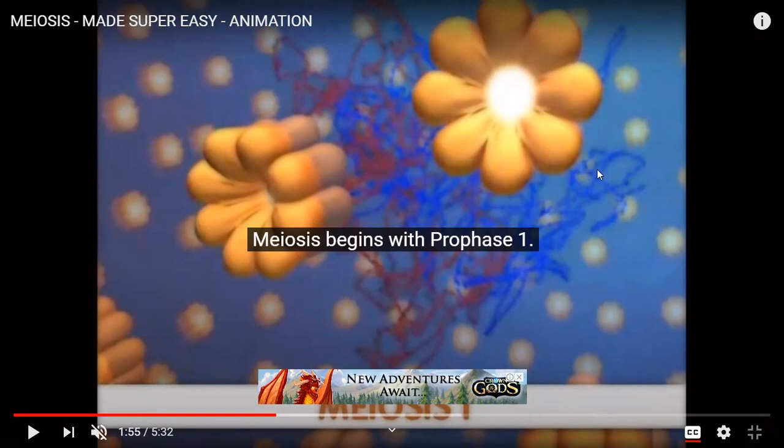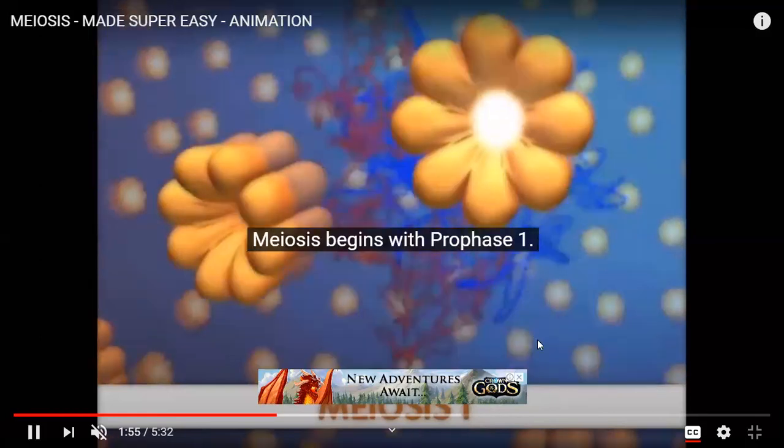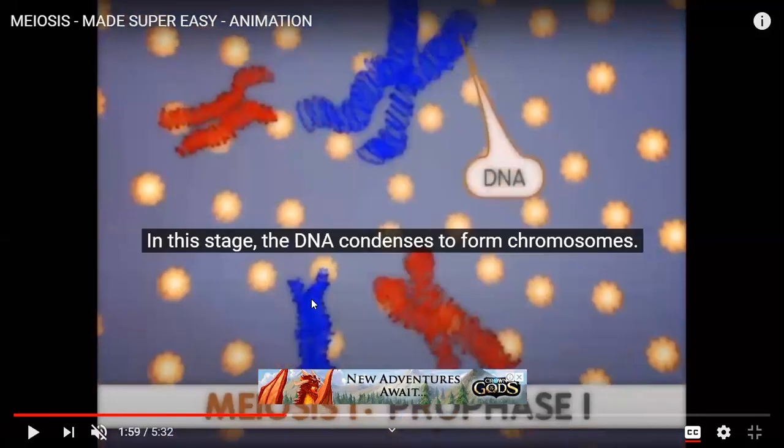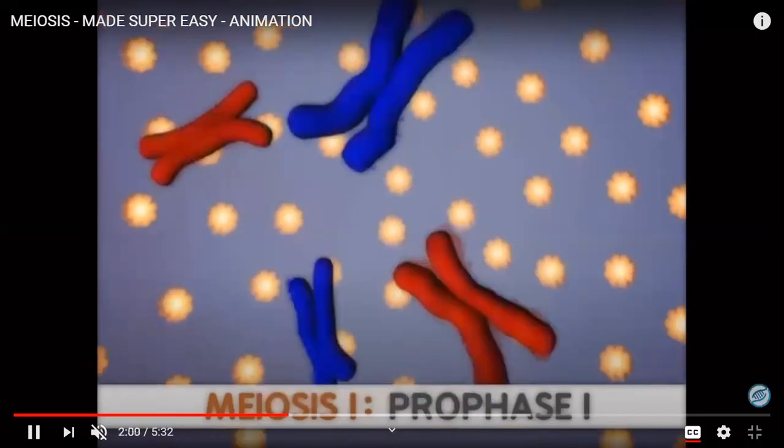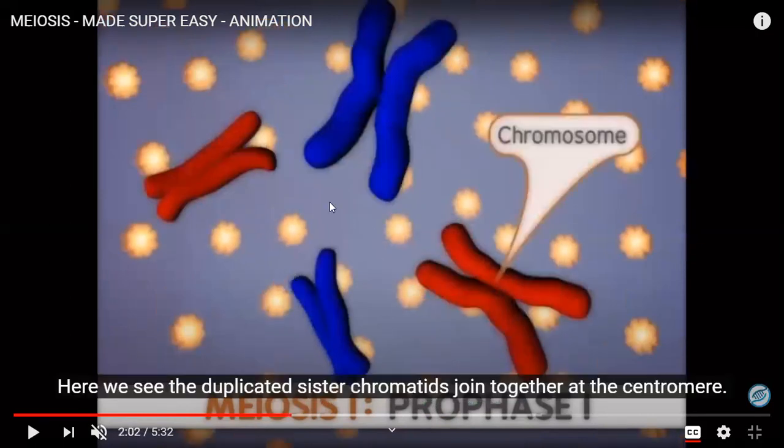And here, this blue thread-like tangled mass is the chromatin, which will make the chromosome. See, gradually this is changing, and you can see the condensation. After getting condensed, these are now chromosomes, and two chromatids are there. As time passes, the chromosomes are distinct, and in each chromosome, two chromatids are there.